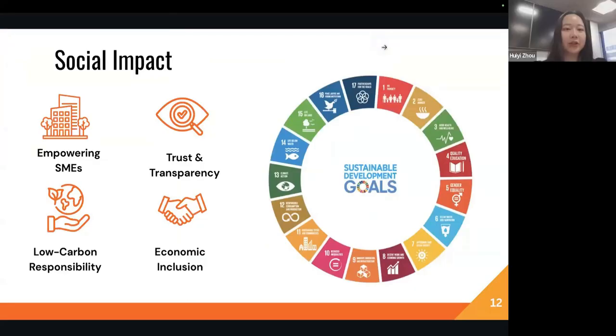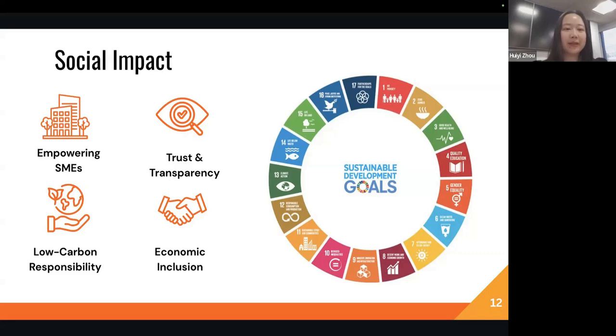Now let's look at the social impact that makes the system real and measurable. First, empowering SMEs. We connect small producers directly with verified buyers and let SMEs operate instantly through apps like WeChat, lowering the barrier to entry. Each SME builds a digital trade identity that turns credibility into lasting market access.